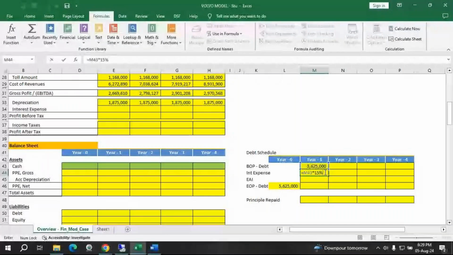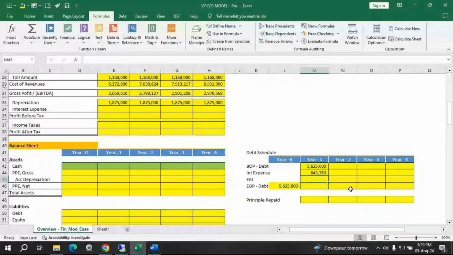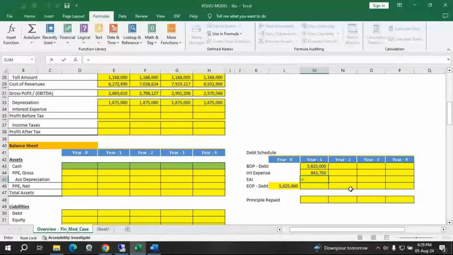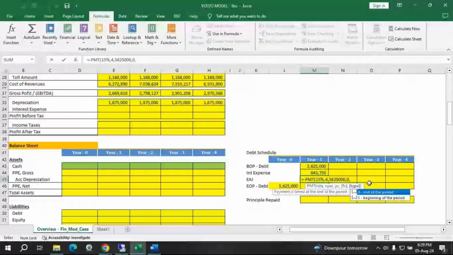Now EAI. EAI means I need to calculate the equal annual installment. That is the PMT function I have to take. So equals minus PMT. Rate is 15%, comma, nper is 4 years, comma, present value. How much loan am I taking? 56 lakh 25,000, comma, future value 0. I have to calculate it for the end of the period. It is 19 lakh 70,000.